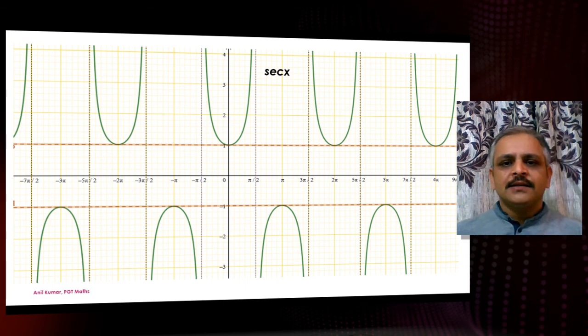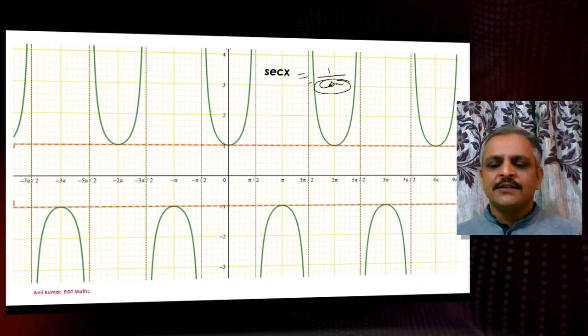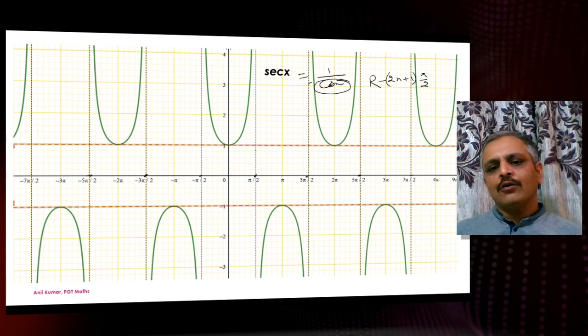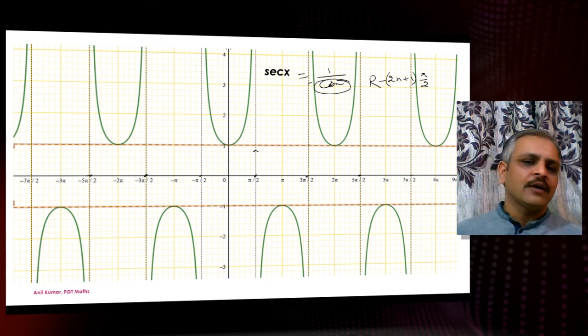And our next sketch is sec x. So it is 1 by cos x. So where will the curve not exist? Wherever cos is 0. So it will exist everywhere except where cos is 0. Cos is 0 at (2n plus 1) pi by 2, odd multiples of pi by 2. You can check that at odd multiples of pi by 2 the curve will lead to infinity. Minus pi by 2, minus 3 pi by 2, minus 5 pi by 2. At all these odd multiples of pi by 2 the curve will not exist.